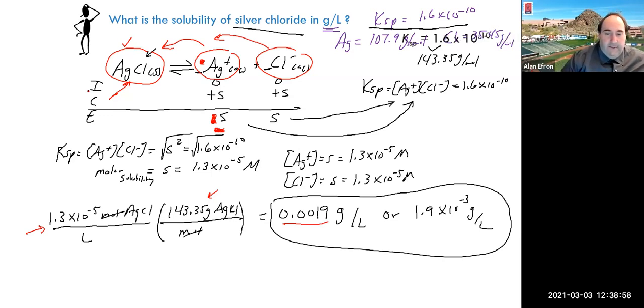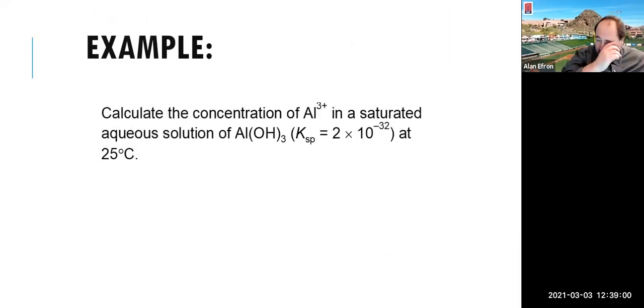All right, then why don't you try another one here? Calculate the concentration of aluminum in this solution that has a KSP of 2 times 10 to the minus 32 at 25 degrees. So take a couple minutes, see what you come up with. KSP, so definitely we know this guy is going to be a solid here. It's also going to break apart into some ions, so we should get aluminum.